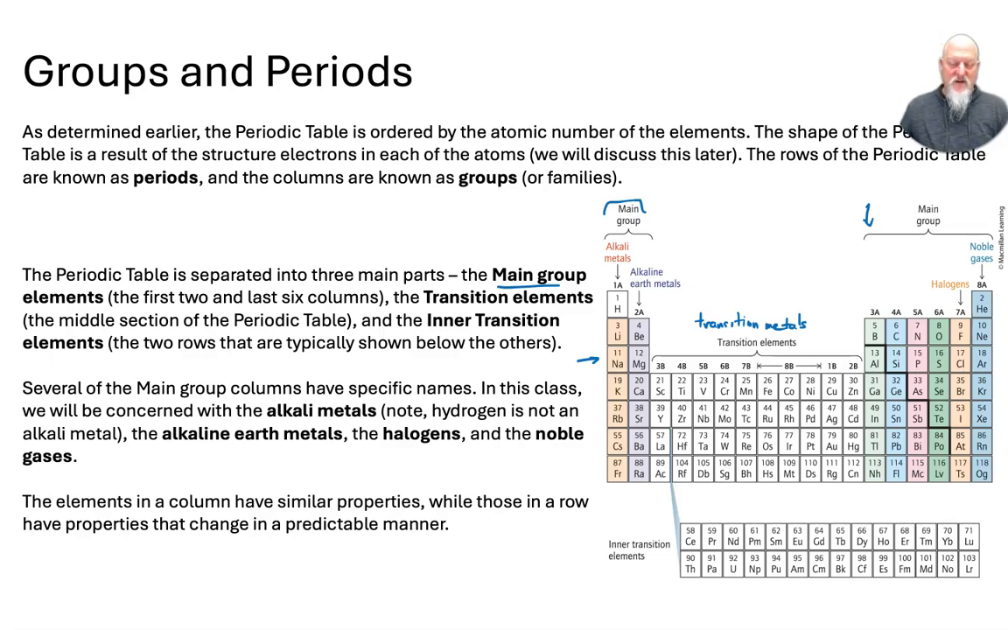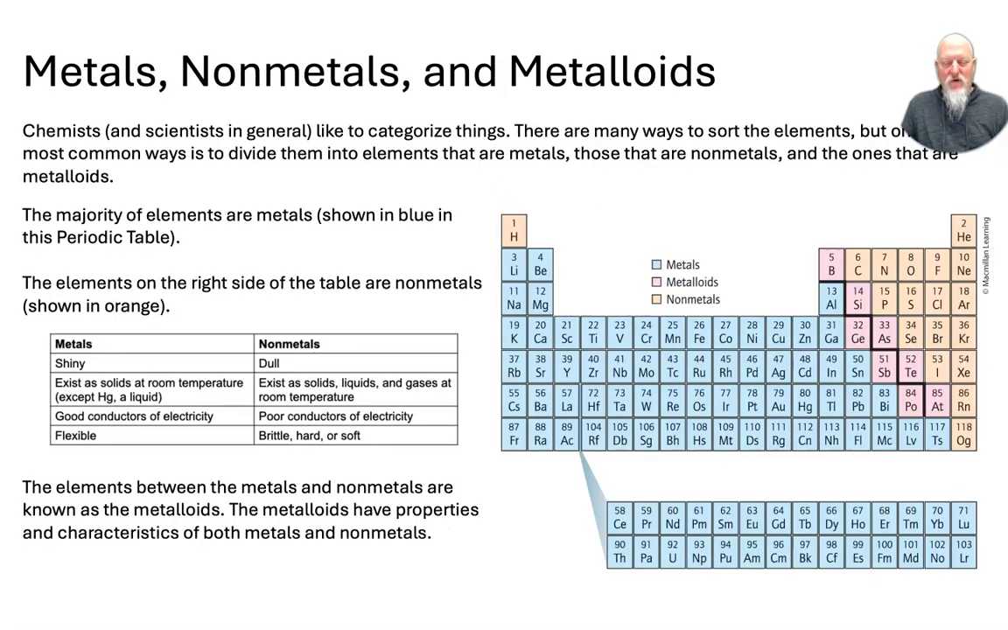Typically, elements in the same column have very similar properties. So, for example, the first column, they're all metals, they're all very reactive, they have similar melting points and things like that. So, elements in a column are pretty similar, and then as we go across the table in a row, across a period, the properties are going to change in a pretty systematic way.